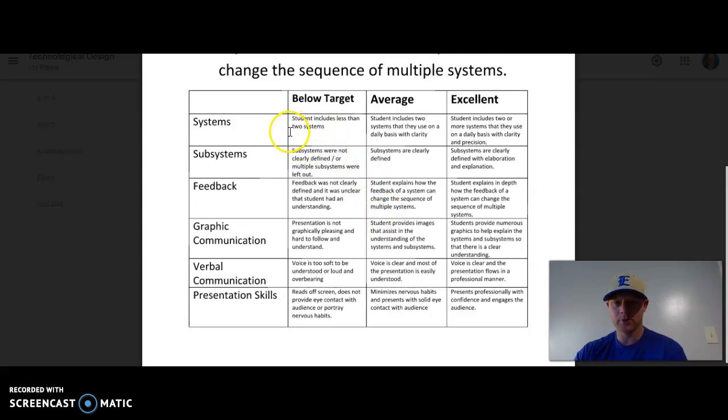And then here's your rubric for it. Includes 2 or more systems. The subsystems are clearly defined and elaborated on, so you could do those in a presentation. Then also feedback explains in depth how the feedback of a system can change the sequence of multiple systems. And then add graphics, any pictures, any type of resources in there that you find along the way.